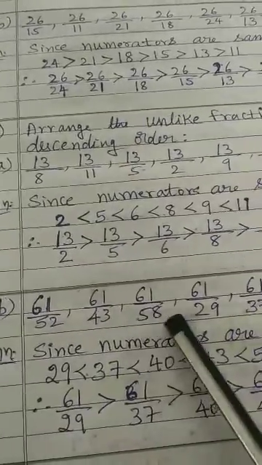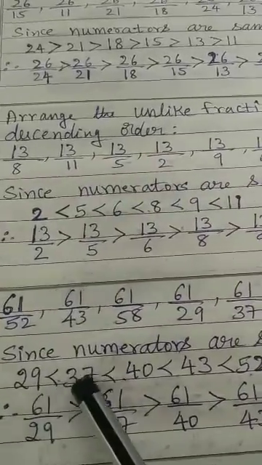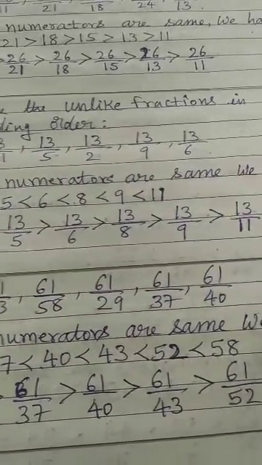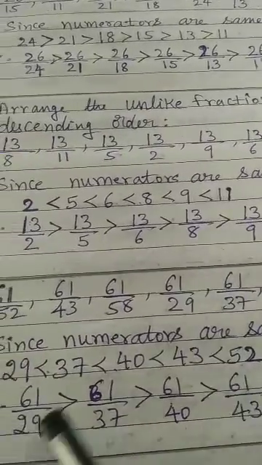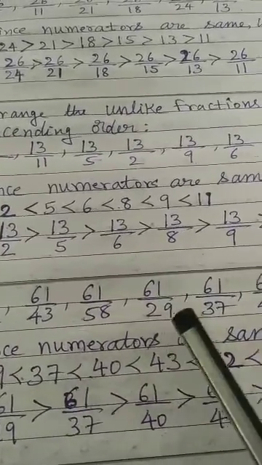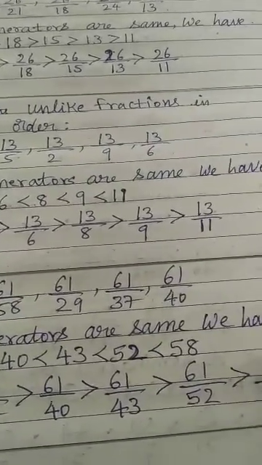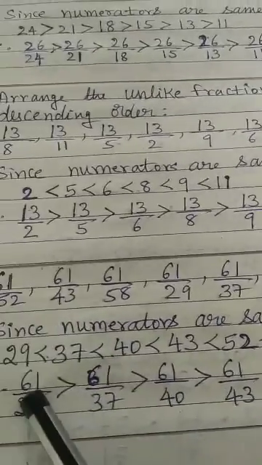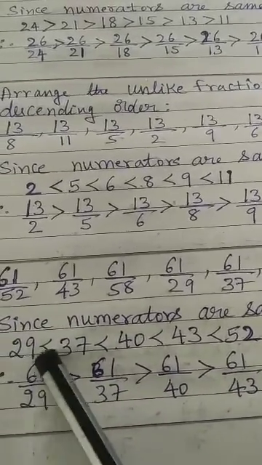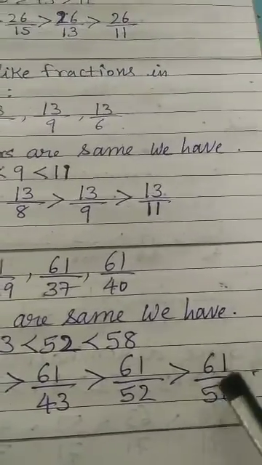Similarly, B question also same. Since numerators are same, arrange the numbers like this. Afterwards 29 means 61 by 29. 37 means 61 by 37. Like this, go on putting the fractions. In between those put greater sign. So this is the descending order. This is the biggest fraction, whereas this is the smallest fraction.